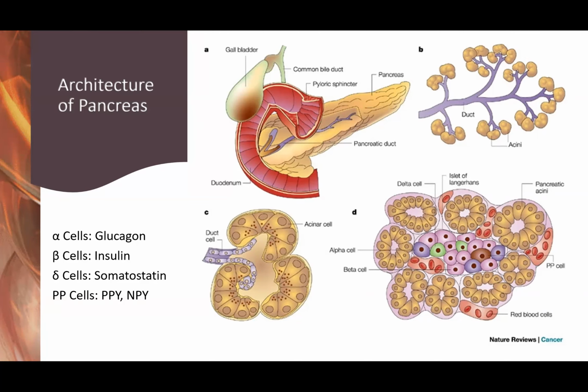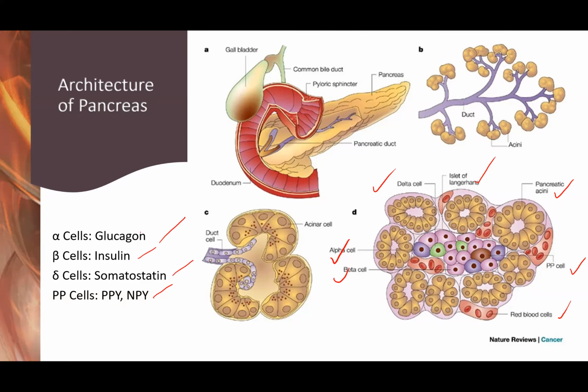So in the endocrine pancreas, I have 4 different cells. One, the alpha cells, which secrete glucagon. The other one, the beta cells, which secrete insulin. And then you have the delta cells, and these are, of course, the islets of Langerhans, and the PP cells, and of course, the blood vessels there with the red cells. Alpha cells, glucagon; beta cells, insulin; delta cells secrete somatostatin; PP cells secrete PPY and NPY. Okay, these are the secretions.